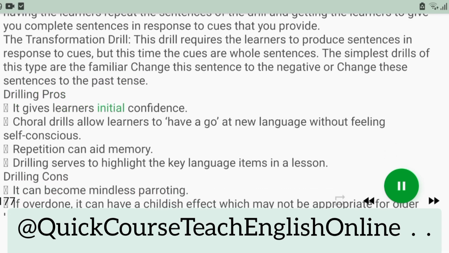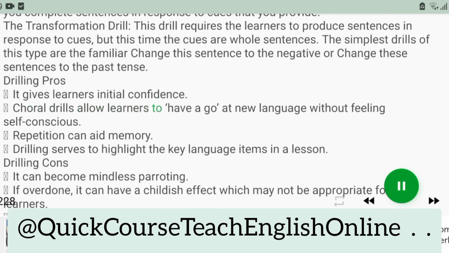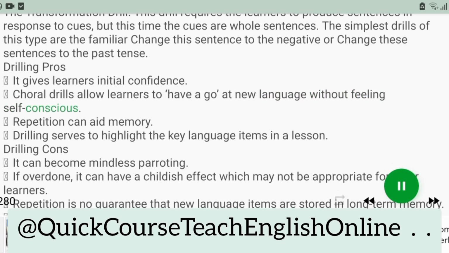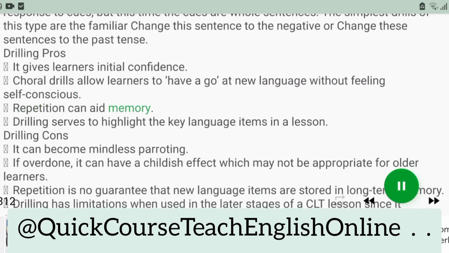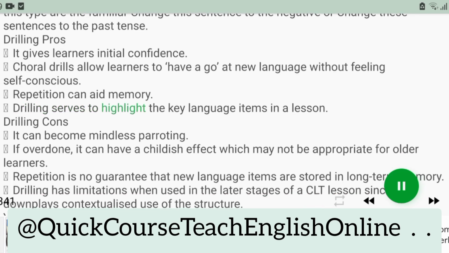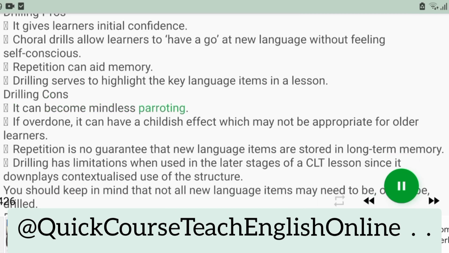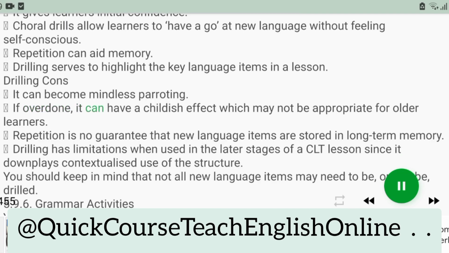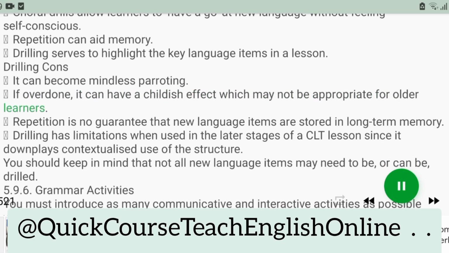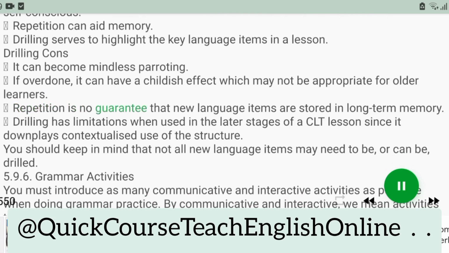Drilling pros. It gives learners initial confidence. Choral drills allow learners to have a go at new language without feeling self-conscious. Repetition can aid memory. Drilling serves to highlight the key language items in a lesson. Drilling cons. It can become mindless parroting. If overdone, it can have a childish effect which may not be appropriate for older learners. Repetition is no guarantee that new language items are stored in long-term memory.